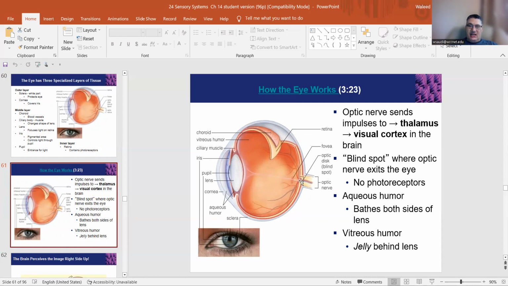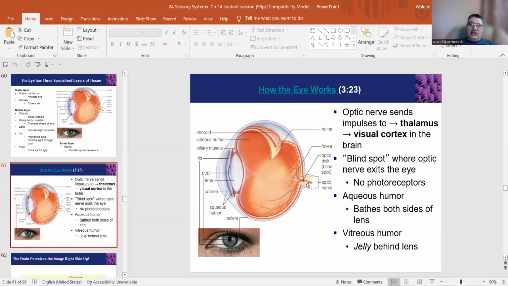So since this is like a door or a window through which the fibers coming from the photoreceptors exit, there are no photoreceptors in this area here. What is this circle right here? This is called the optic disc, because the optic nerve will start from here. What's the optic nerve? The optic nerve is the fibers coming from the photoreceptors coming together to make the optic nerve.